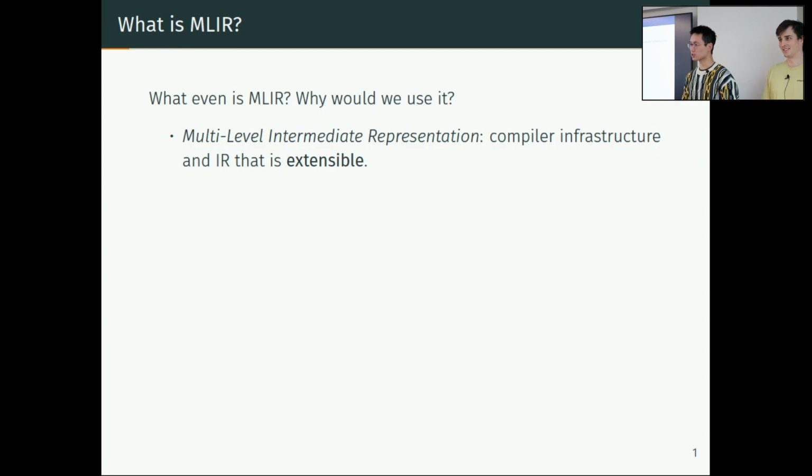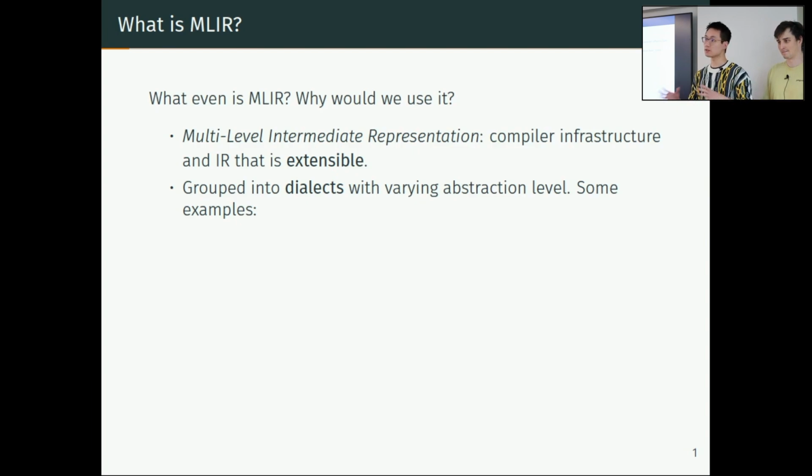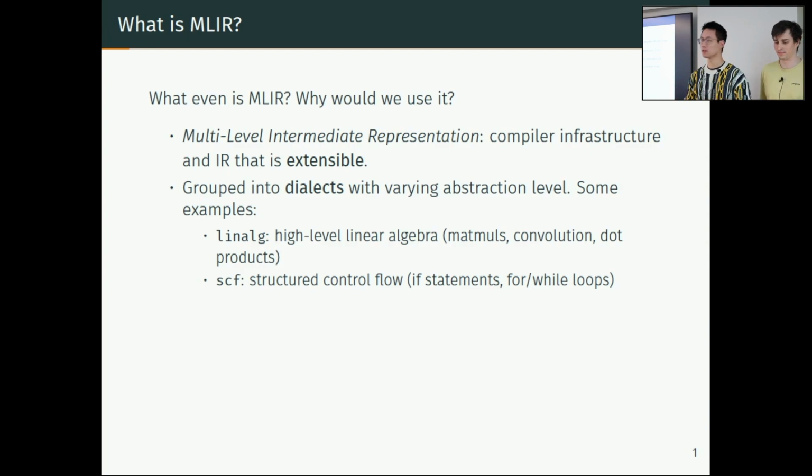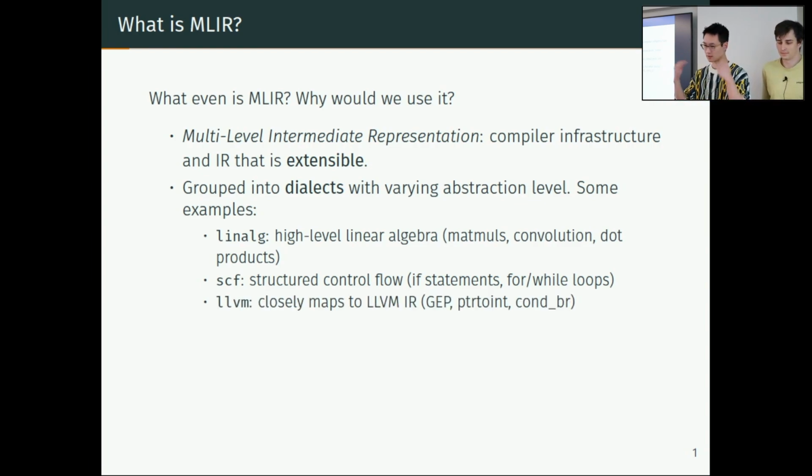It is a compiler infrastructure and IR that is extensible at its core. It is broadly grouped into dialects, where the different dialects can have their own ops and types at dramatically different abstraction levels. For instance, we have the linalg dialect, where individual ops are high-level linear algebra computations, such as matrix multiplications and convolutions. A bit lower level, we have the SCF, or structured control flow dialect, which contains constructs like if statements and for or while loops. At the lowest level that MLIR goes to, we have the LLVM dialect, which closely maps to LLVM-IR instructions.